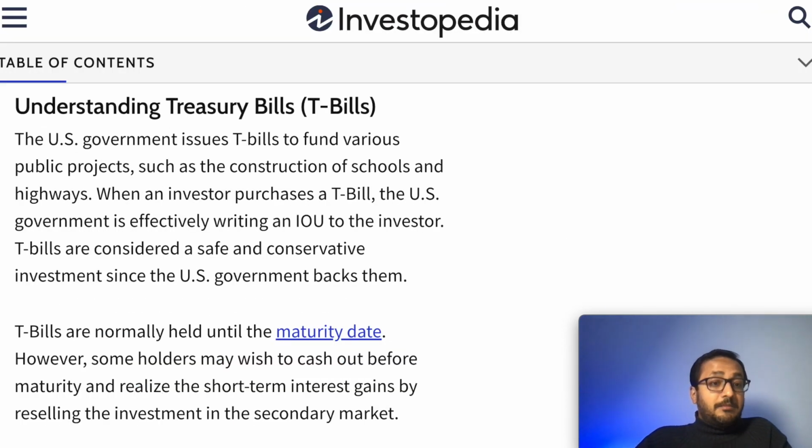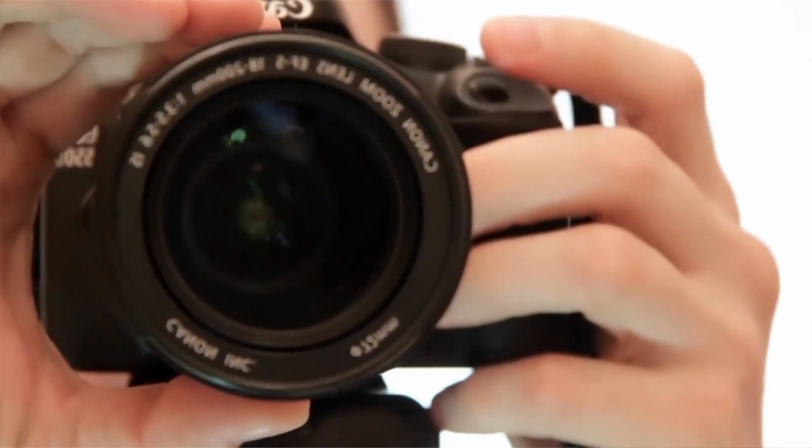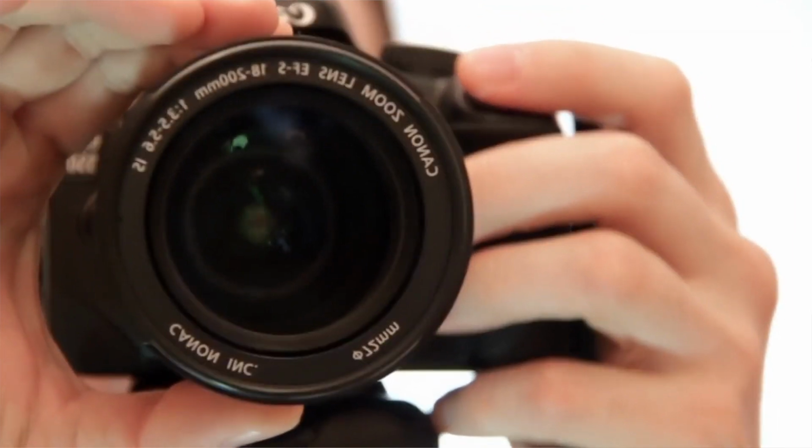Understanding a Treasury bill. Basically, the US government issues T-bills to fund various public projects, which means the government is borrowing money from you to fund some of the projects, so that way you're also helping the country and the government, such as the construction of schools, highways, and so forth.